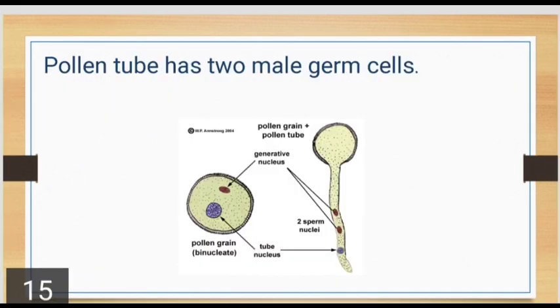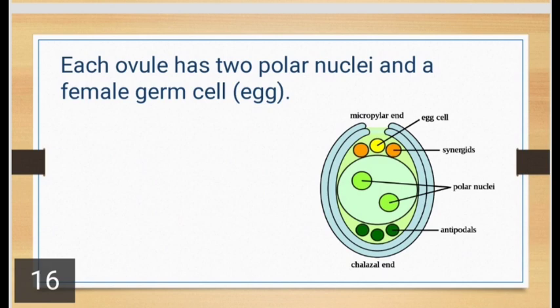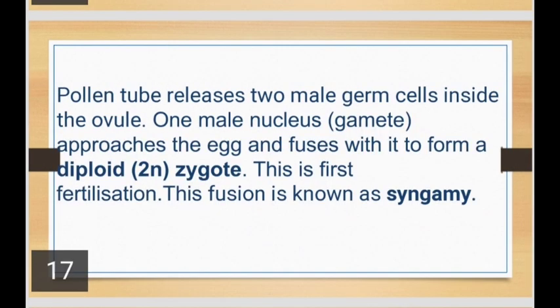Pollen tube has two male germ cells. Each ovule has two polar nuclei and a female germ cell or egg. Pollen tube releases two male germ cells inside the ovule. One male nucleus or gamete approaches the egg and fuses with it to form a diploid zygote. This is the first fertilization and this fusion is known as syngamy.